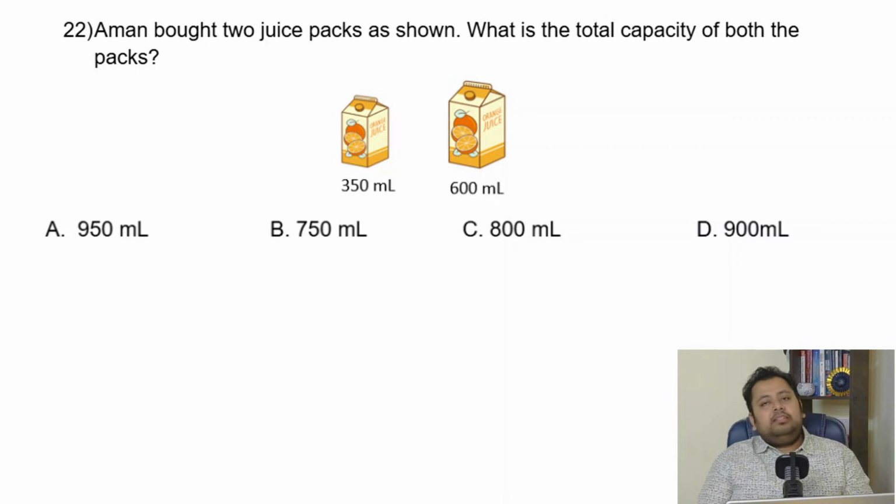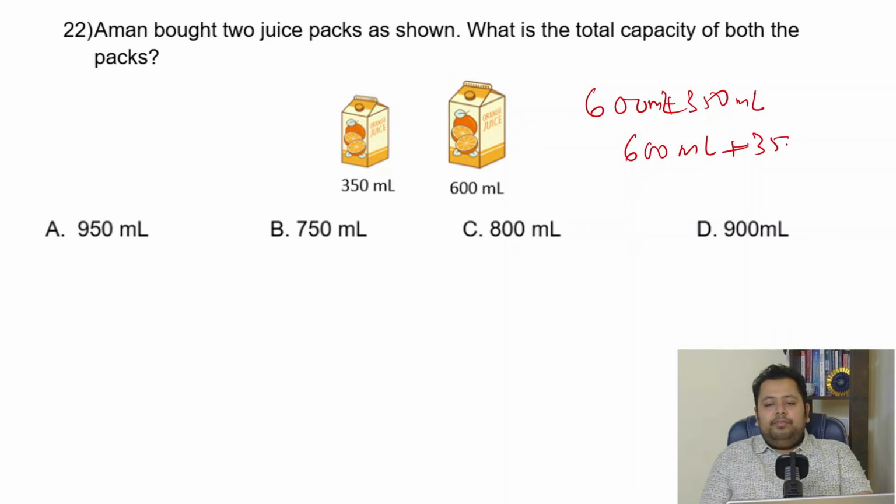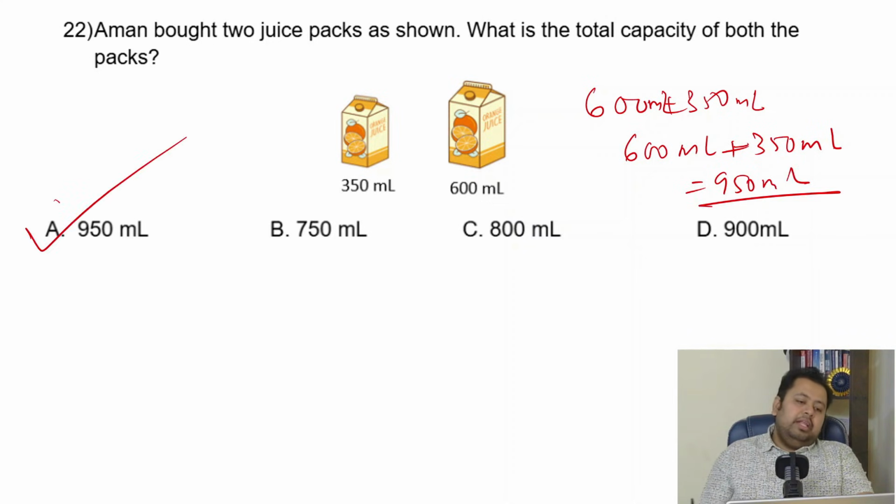So if there are two juice packs, one is 350 ml, one is 600 ml. Then what would be the total? Total will be the sum of all of it, right? So you just have to do the addition over here and find out the answer. Pause the video, do it first, and then look at the solution. I think very easy. If you do 600 ml plus 350 ml, you will get 950 ml, which is option number A.